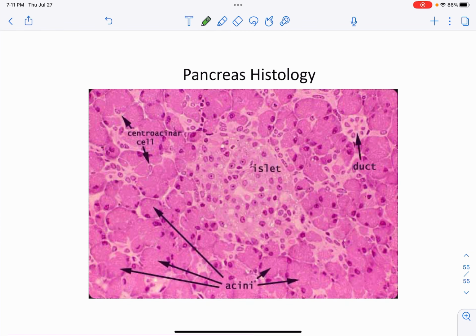All right, so here are those. So you can see clusters of those acinar cells. All right, I'm just kind of making up circles here, but you get the idea. And then in the middle is that islet of Langerhans. All right, so I think hopefully you have a better understanding of what is going on in digestion. And I think that wraps up our digestion lecture.